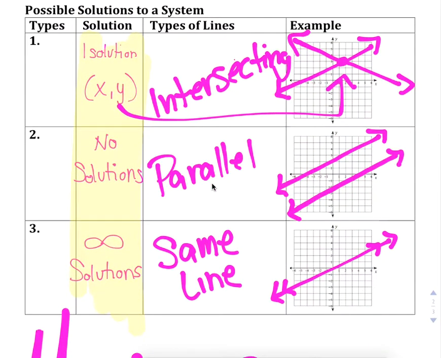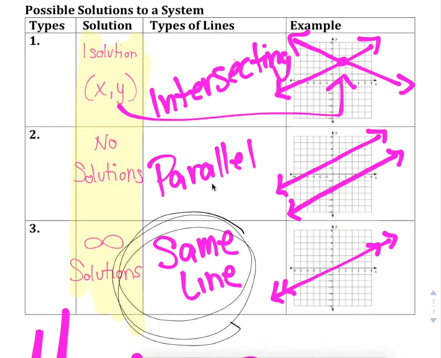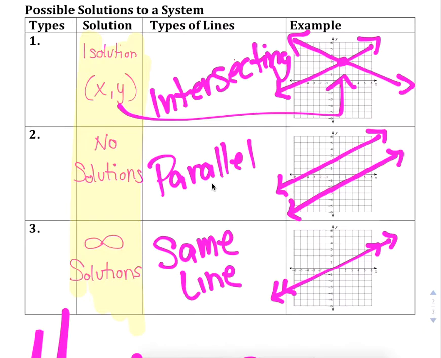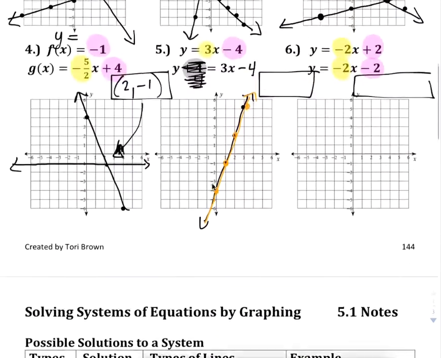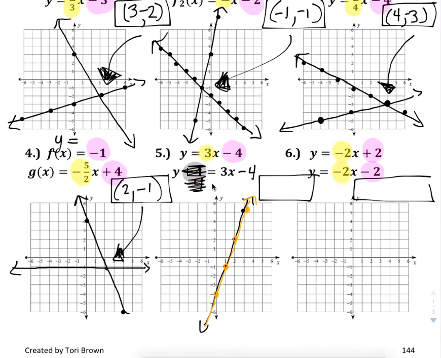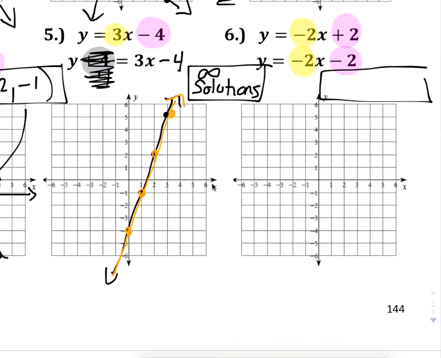Okay? When you see the same lines, your answer is infinite solutions. Okay? So just to be clear, when you see the same lines, that's great, but your answer is infinite solutions. Okay? And that's what we're writing on our paper. They share every point in common. Okay? Last one, number 6.